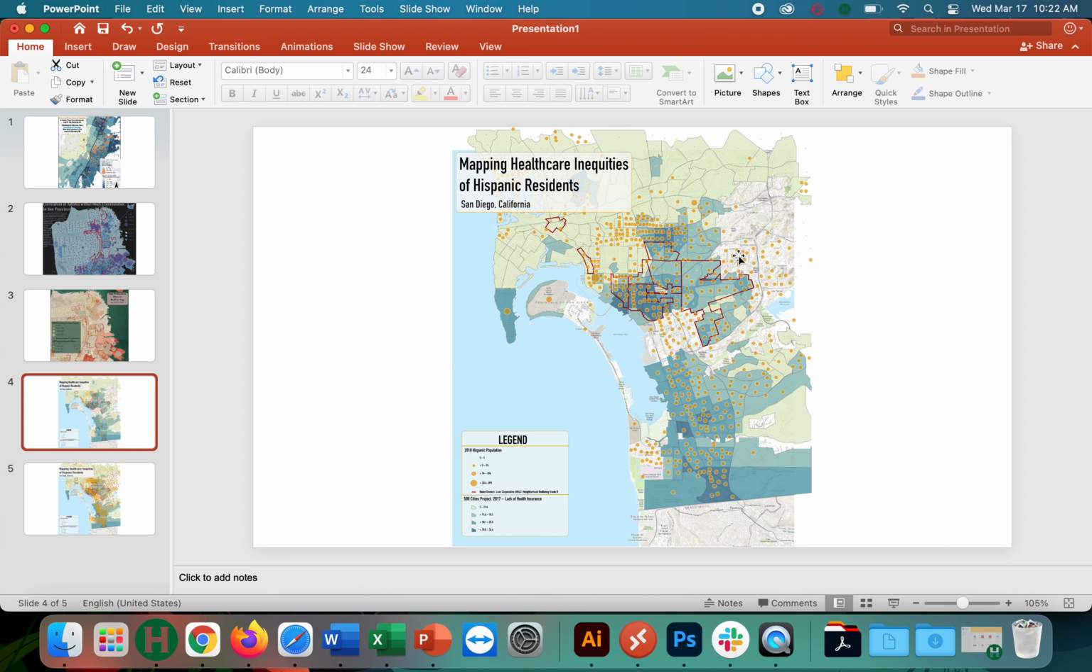In terms of that, like historical redlining information with present day Hispanic or Asian communities.